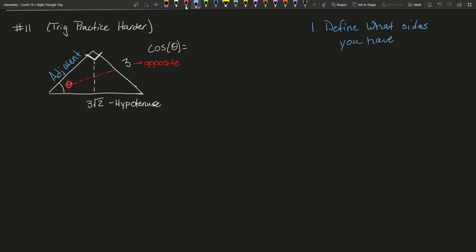So we define what sides we have. Second, define what side you need, and write an equation in order to get that.